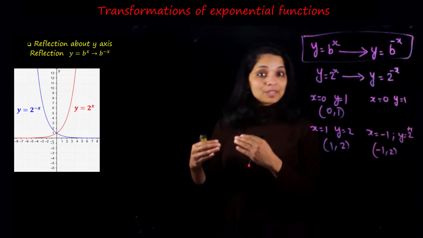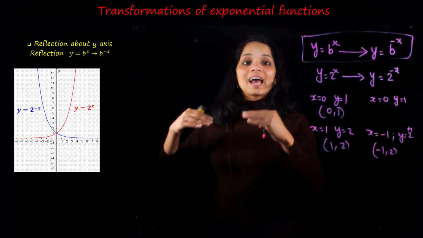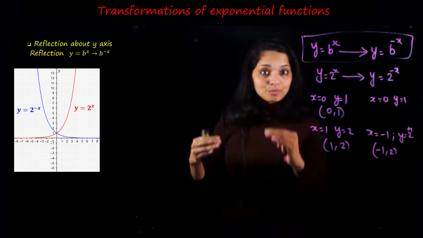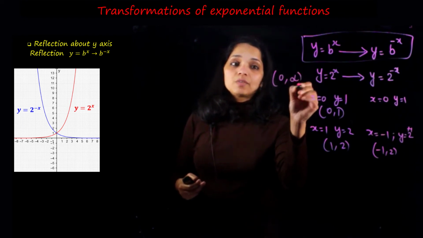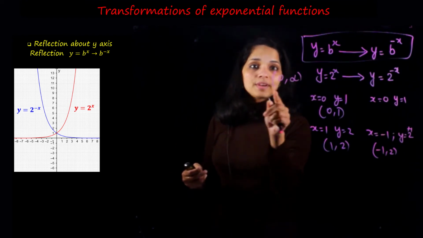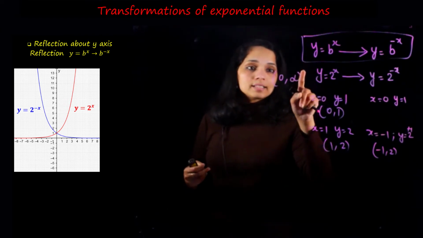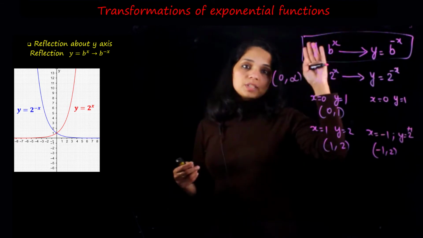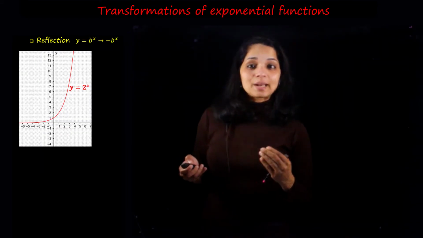For both of these functions, the horizontal asymptote is the same, and that's the x-axis. The range of these two functions is 0 to infinity, with 0 not included, because the y value never reaches 0, since that's the asymptote, and it goes up to any positive real value.